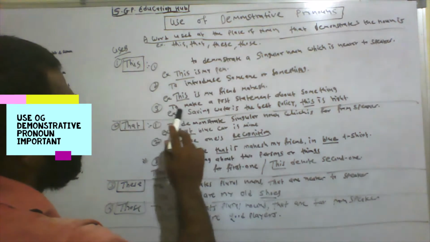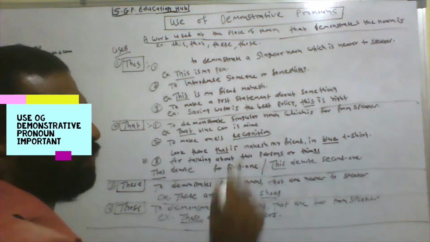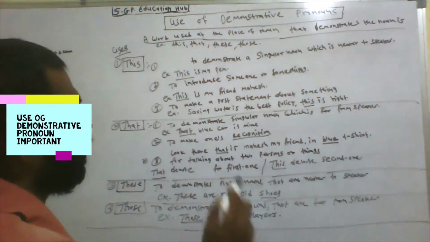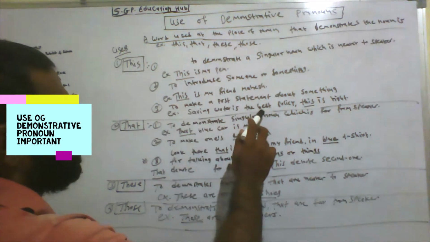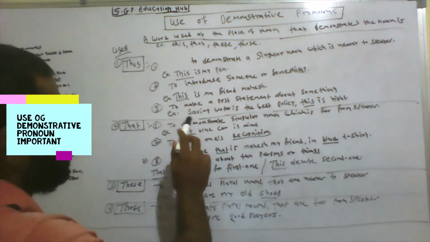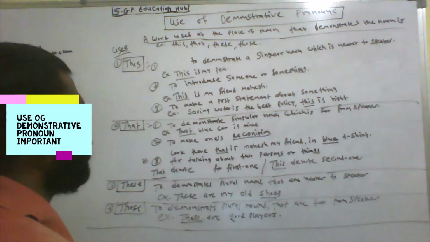Third is to make a post statement about something, not a pre statement. Saving water is the best policy. This is right.